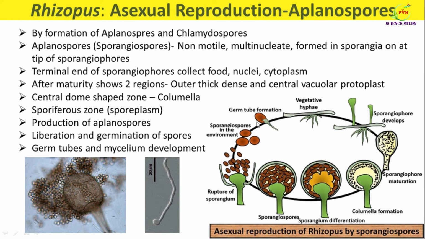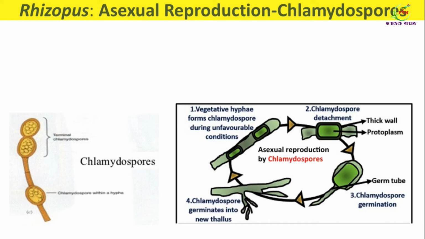Now the spore absorbs water, the wall ruptures and the protoplast emerges in the form of one or more germ tubes. This germ tube grows and ramifies and develops into the new mycelium of Rhizopus. So this was all about aplanospore, that is one mode of asexual reproduction. The second one is the chlamydospores.